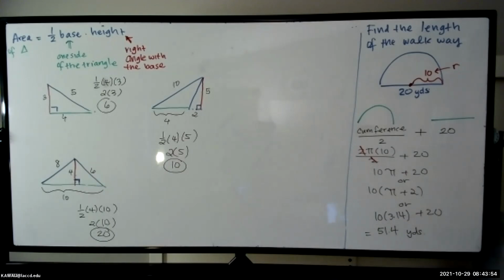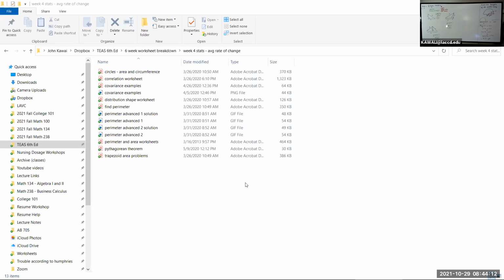Okay. Now let's look at some of the worksheets that I sent you. Okay. Let's see. So let's share screen. And these are also available on the Haiku. Okay. So what I want to do is work on these covariance examples. So go ahead and pop that file open.